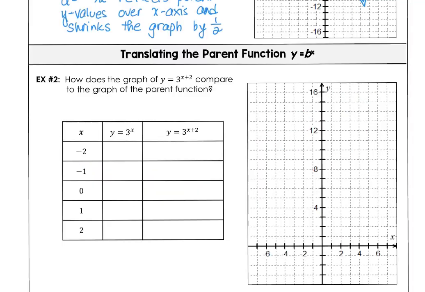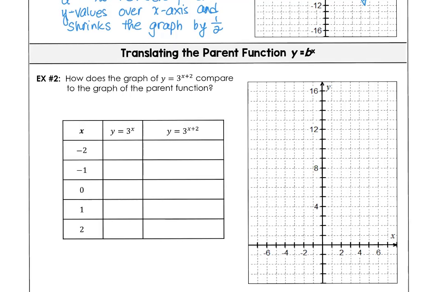In example 2, we're going to graph y equals 3 to the x, so 3 to the -2 power is 1/9. 3 to the -1 power is 1/3. 3 to the 0, 3 to the 1, and 3 squared. Now, when we move this graph over, 3 to the -2 plus 1 gives us 3 to the 0, so we have 1, and then 3, and then 9, and then 27, and then we're off the chart at 81.